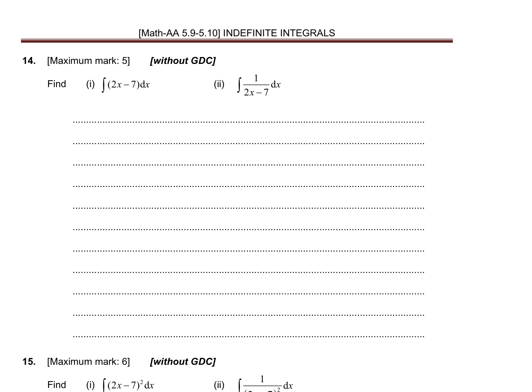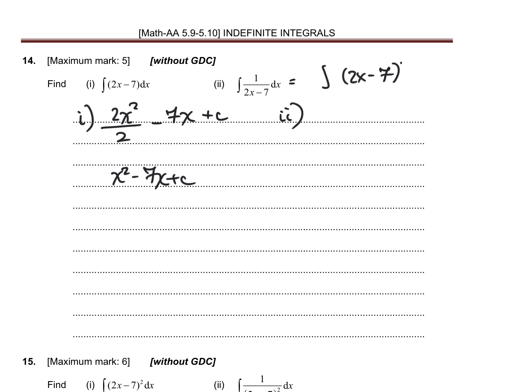So we have 2, add 1 to the exponent and divide by that thing, minus 7x plus c. So x squared minus 7x plus c is that answer. And for double I, if you were to write this as 2x minus 7 to the negative 1 dx, and then add 1 to the exponent, you get 0, and then you divide by 0, that's your clue that that's wrong. This is a natural log, okay? So natural log of 2x minus 7, divided by 2, plus c.